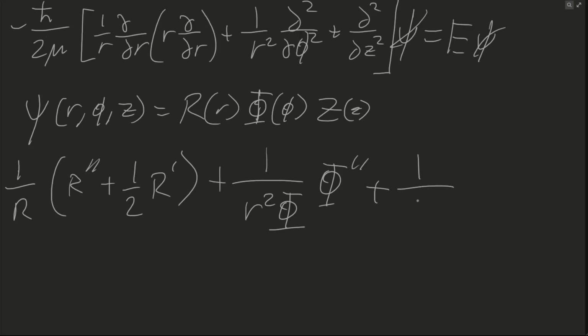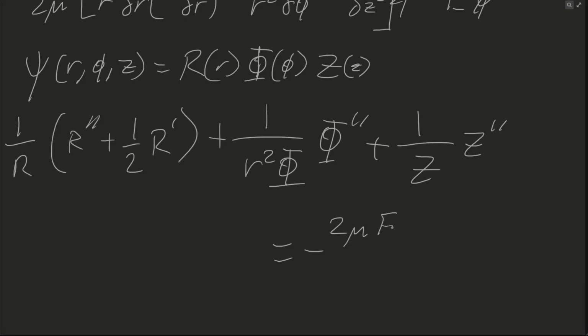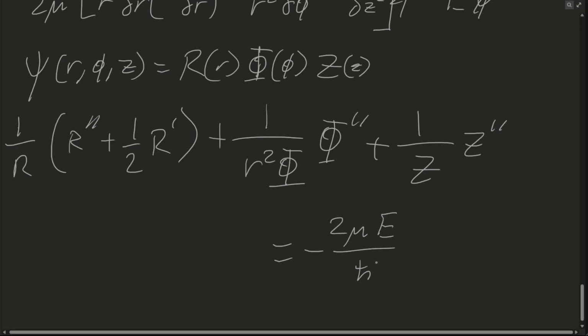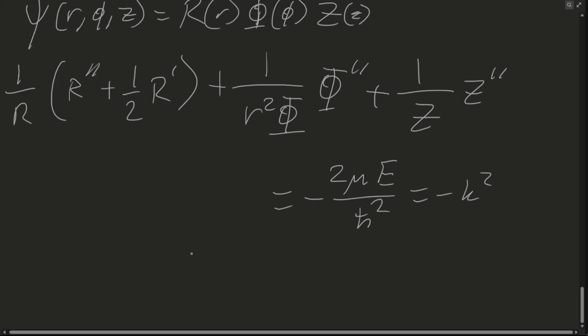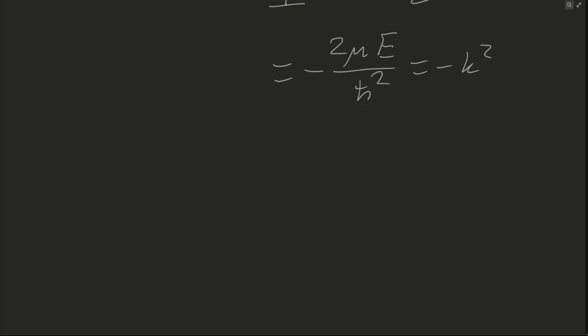Now we're going to add the z term here, 1 over Z times Z double dash, and that's equal to, I don't have enough space. I made the board bigger and I still don't have enough space. 2 mu E over h bar squared, which is just minus k squared. And my voice is really messed up. Back to the physics. Stop distracting myself.